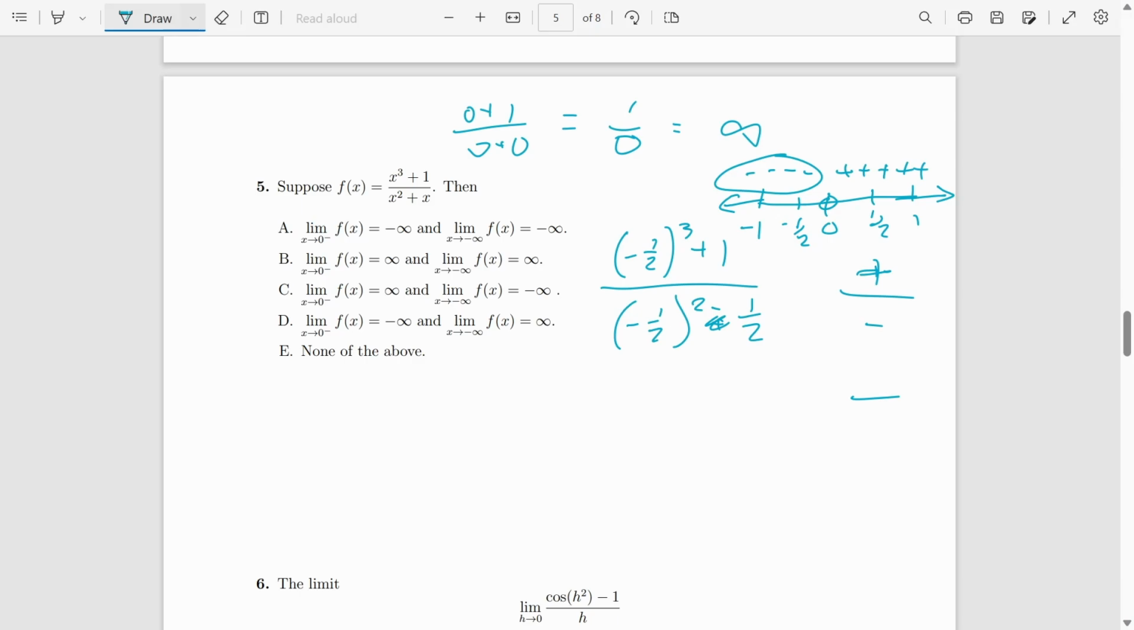So only the answer choices that have the negative infinity will be correct. So not B, not C. And then, so that's our first limit. It's negative infinity.